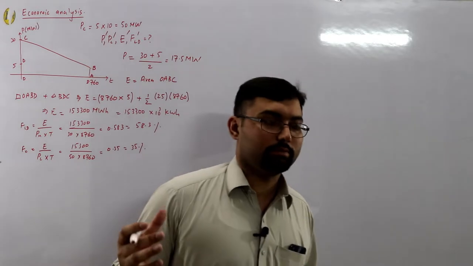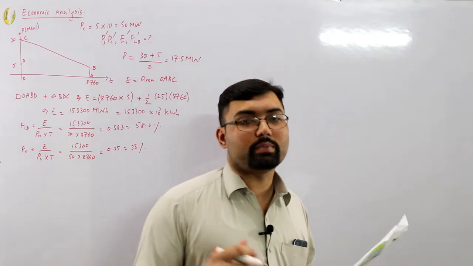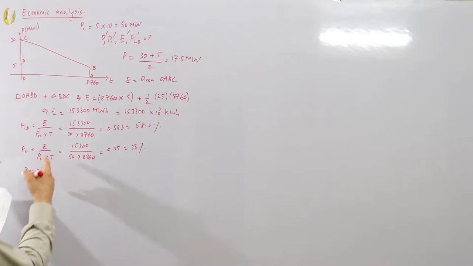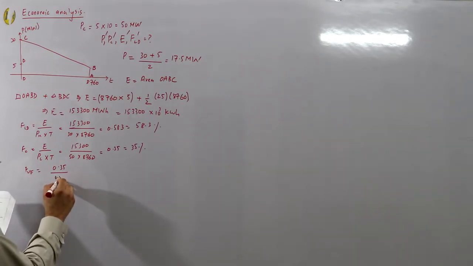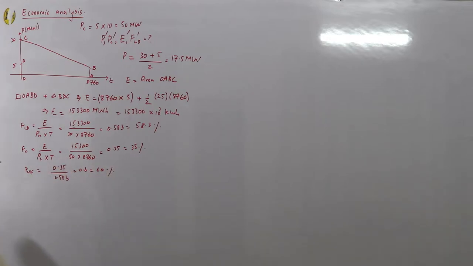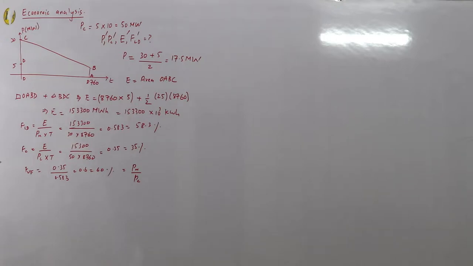The utilization factor is the ratio of the capacity factor 0.35 and the load factor 0.583. This comes out to be 0.6, or 60%. This is also the ratio of the maximum demand to the installed capacity. Is that clear? It is.